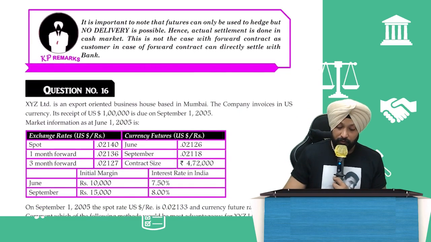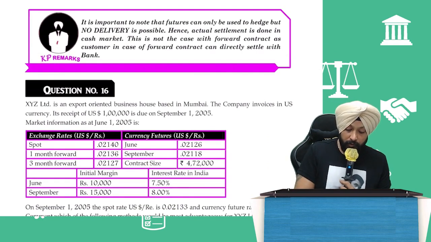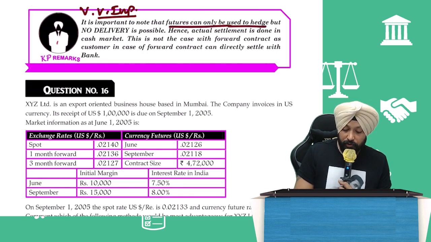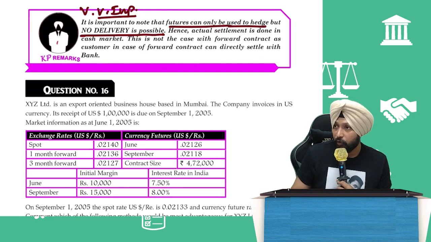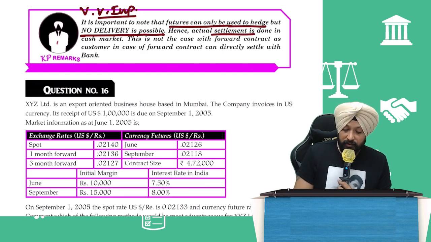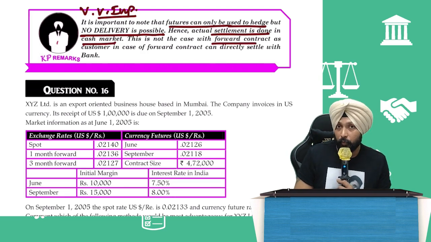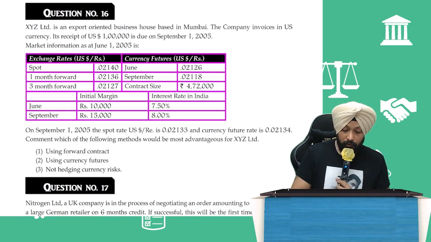Next page, if you see, we have again written a note, very, very important for your understanding purpose. It is important to note that futures can only be used to hedge, but no delivery is possible. Futures can never give you delivery. Learn this by heart. Futures can never give you delivery. Hence, actual settlement is done in cash market. This is not the case with forward contracts, as customers in case of forward contract can directly settle with the bank. Okay. We'll look at question number 16 now.